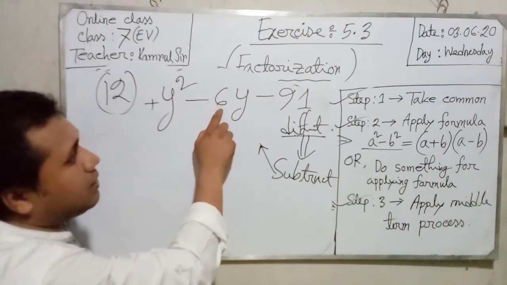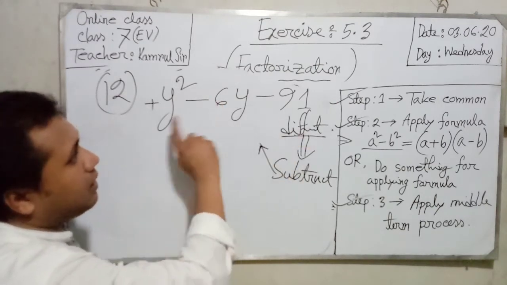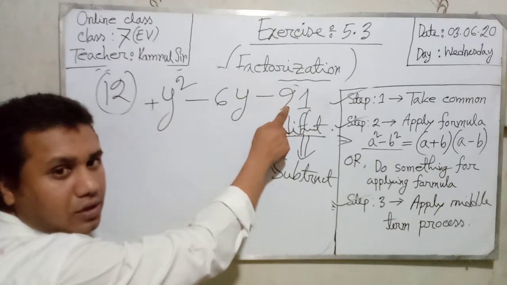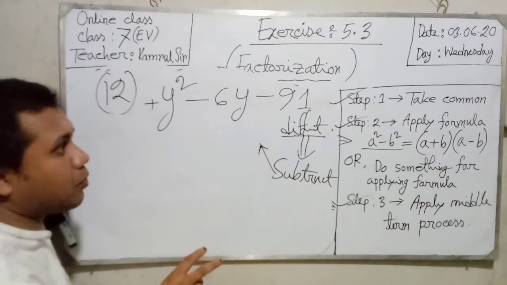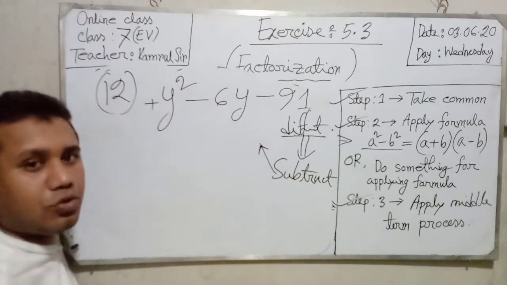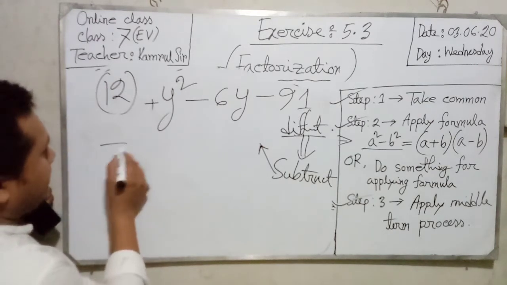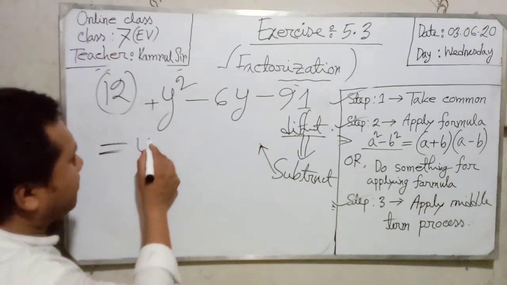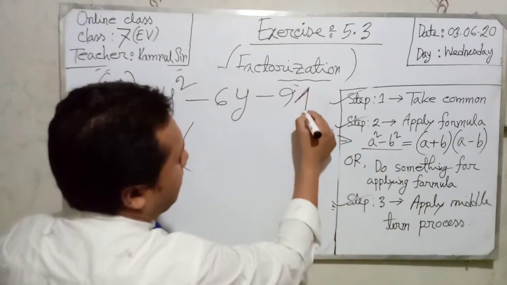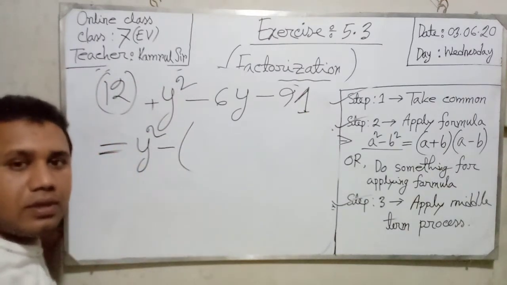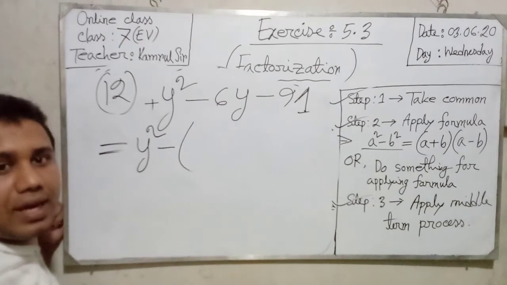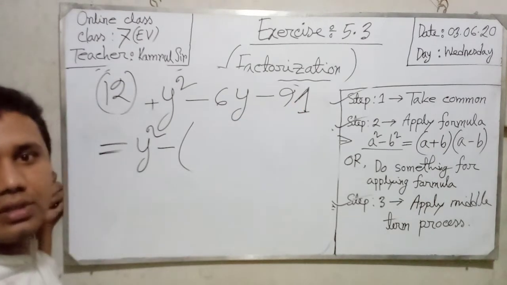Clear? Now take two numbers whose subtraction answer will be 6, and whose product will be 91. Look here, 1 and 91, their product is 91. So take two numbers whose product is 91 and whose subtraction answer is 6. Now try to think which two numbers. If you take 12 and 5, their subtraction will be 7 but we need 6. We can write 12 and 6, but their product is not 91.